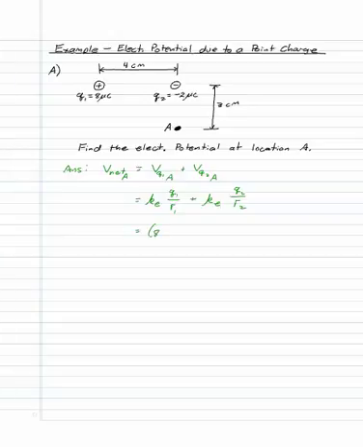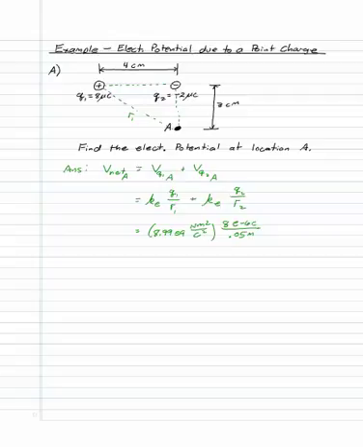Plugging in numbers, 8.99 times 10 to the 9 Newton meter squared per Coulomb squared. And the charge 1 is 8 times 10 to the minus 6 coulombs. And the distance is not exactly shown. We have a triangle. I'll just go ahead and dash in the distances here. So there's the 4 centimeters, there's the 3 centimeters, and this is the distance R1. So that is a 3, 4, 5 triangle, so that is 5 centimeters or 0.05 meters.